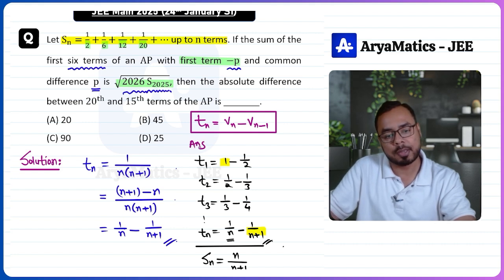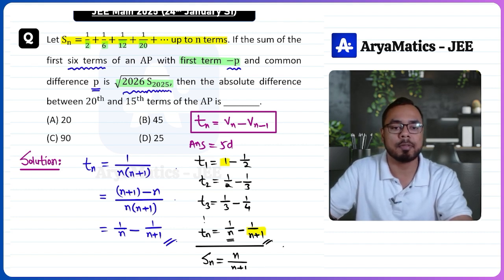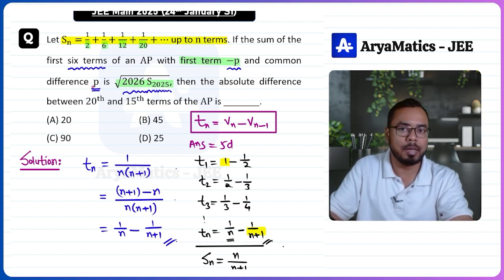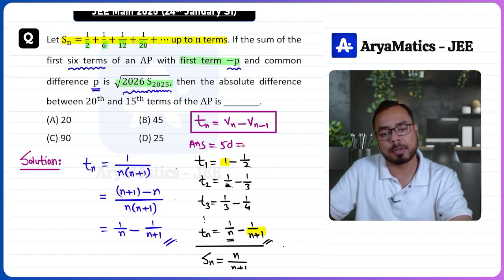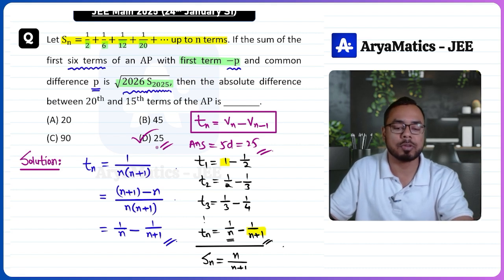Clearly you can see that the difference will be nothing but 5d. The 20th term means a plus 19d and the 15th term means a plus 14d, so the difference will be 5 times the common difference. Common difference p is 5, so therefore this will become 25. So the correct answer for this problem will be the fourth option.